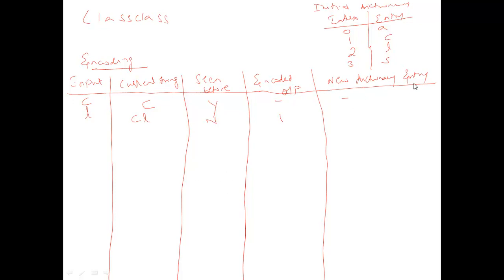And now you are having the new dictionary entry, which is nothing but the current string CL, which will come in the entry 4, because already 0, 1, 2, 3 is filled with A, C, L, S. So now you are making the new entry 4, index address 4, the entry is CL.